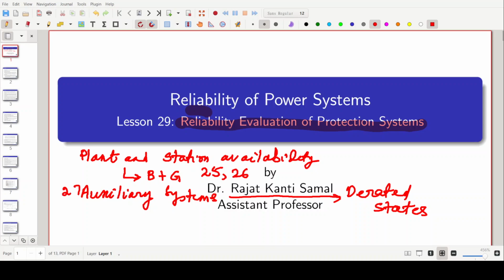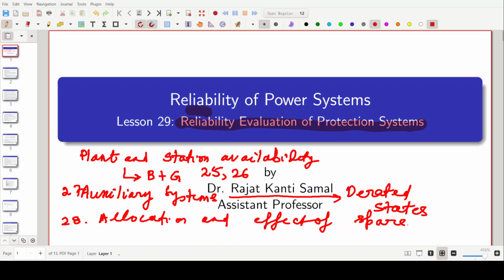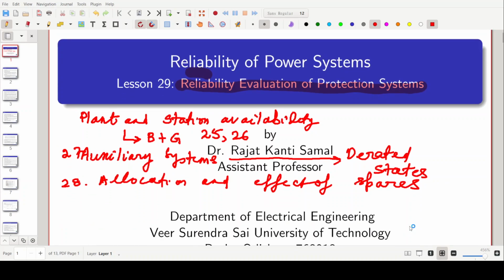In lesson 27 we discussed this. Lesson 28 we discussed allocation and effect of spares, right? Okay. So the last part of this whole plant and station availability is the reliability evaluation of protection systems.